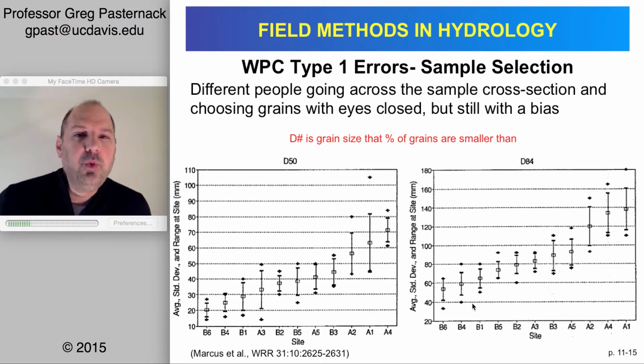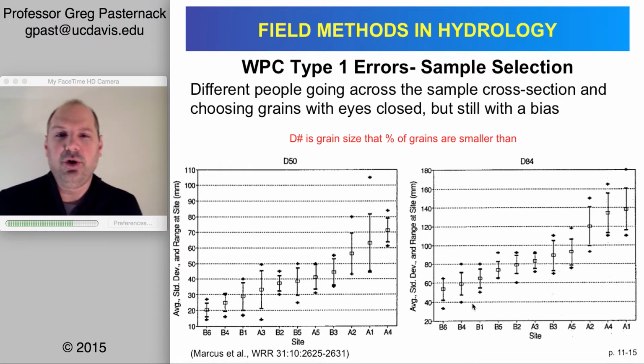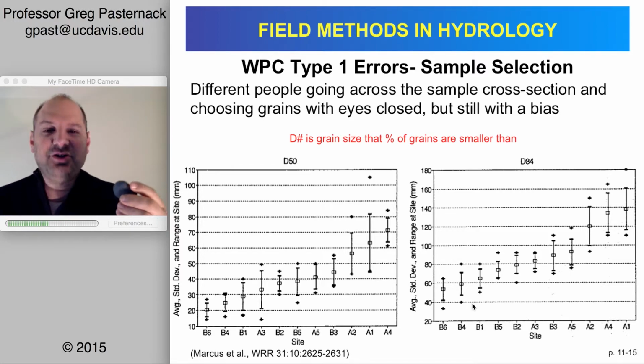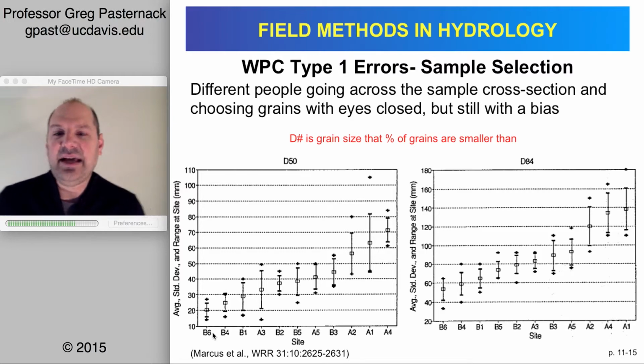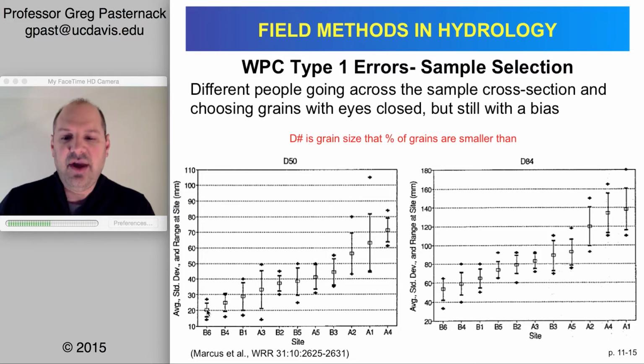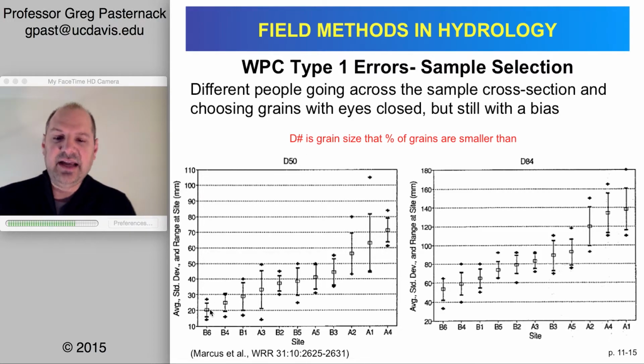The problem with rulers is that even with a ruler, people have a lot of trouble measuring grains because grains have complex shapes. On the left is an experiment in which we have a number of different sites, B6, B4, and people went out to a stream and at these sites they were asked to measure the grain size of that site. The value on the left shows the median grain size, D50. 50% of the material is smaller, 50% is bigger.